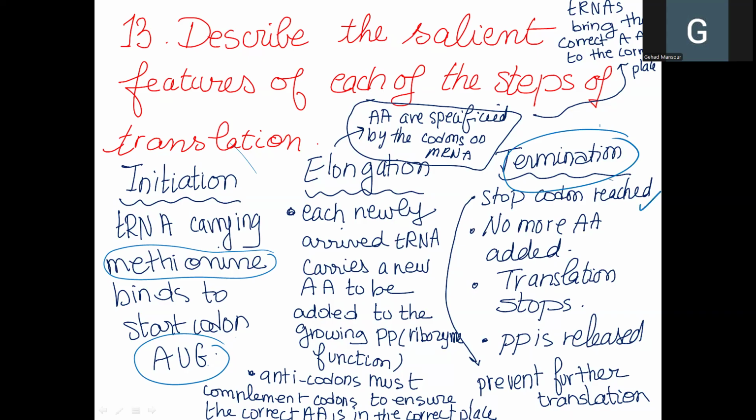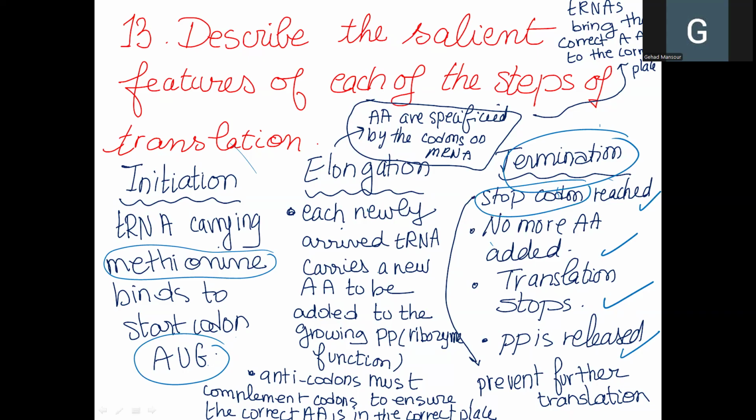In termination, which is the last step, this is a recap of what we have said. We reach a stop codon. No more amino acids are attached because there is no transfer RNA. Translation stops, polypeptide is released. And when we reach the stop codon, there is no further translation.